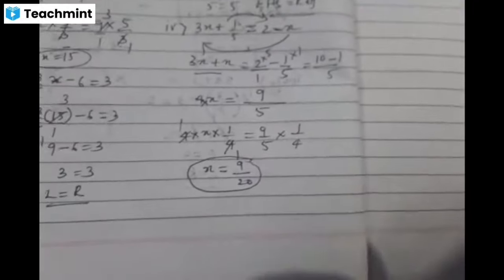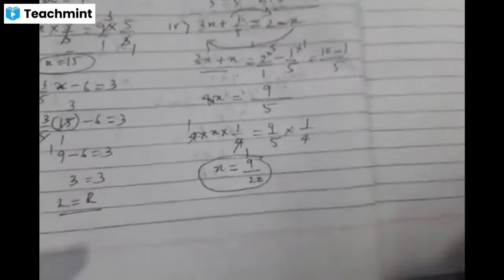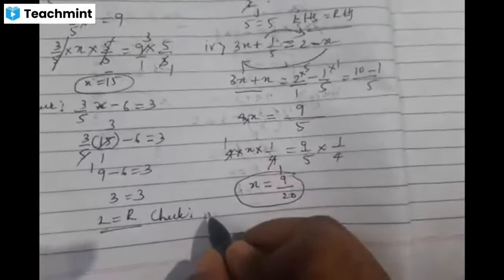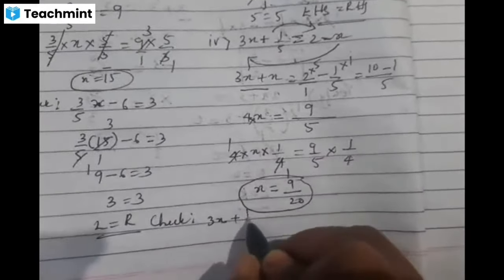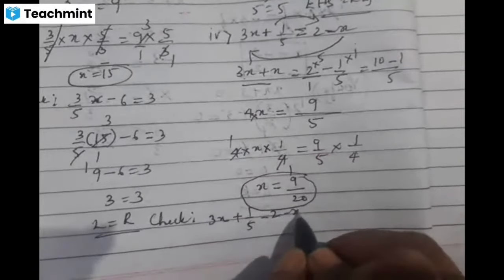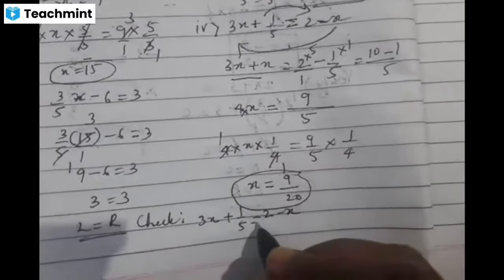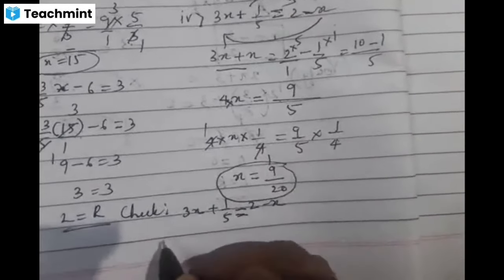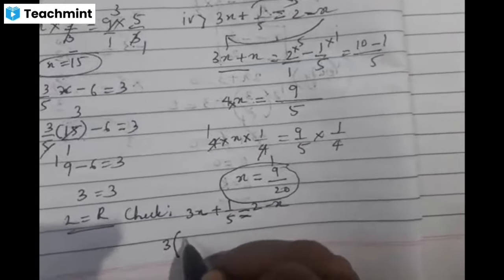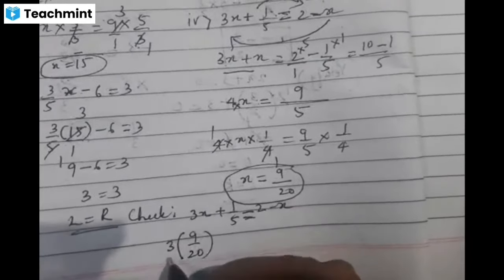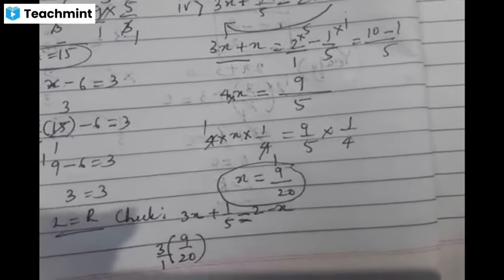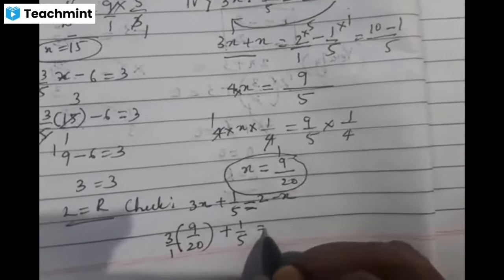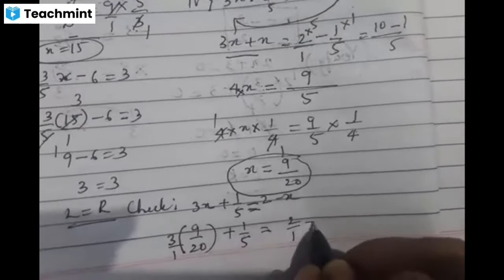Now to check the answer, what we have to do? We have to check it by considering the given equation 3x plus 1 by 5 is equal to 2 minus x. So in place of x we are substituting 9 by 20. In the left hand side, in x place what we do? We substitute 9 by 20 and then plus 1 by 5 is equal to 2 by 1 minus x.